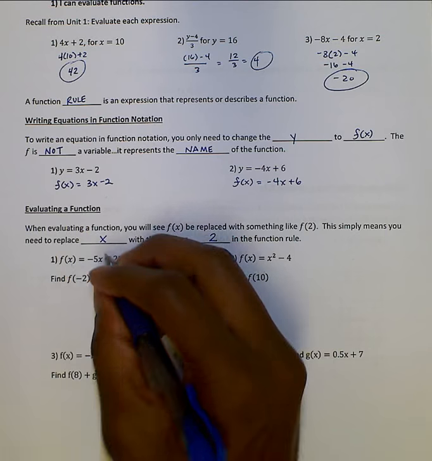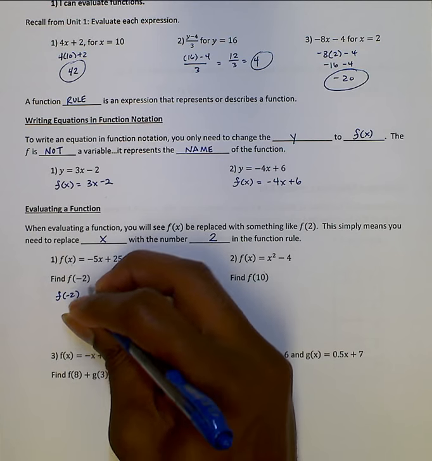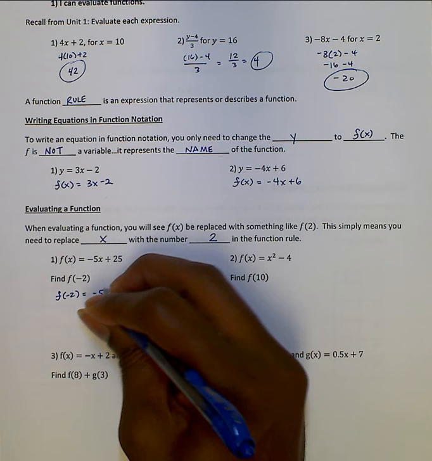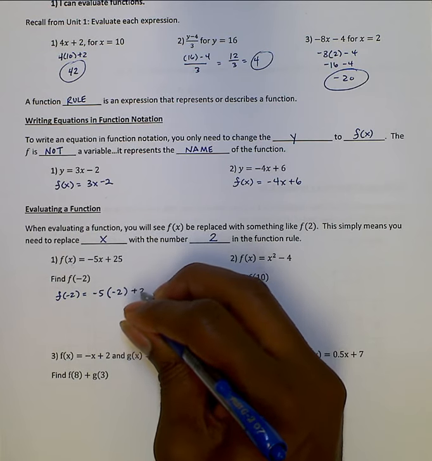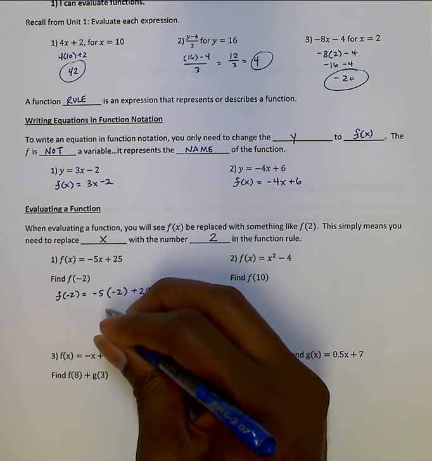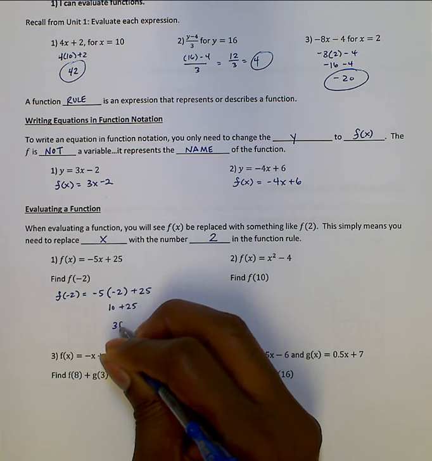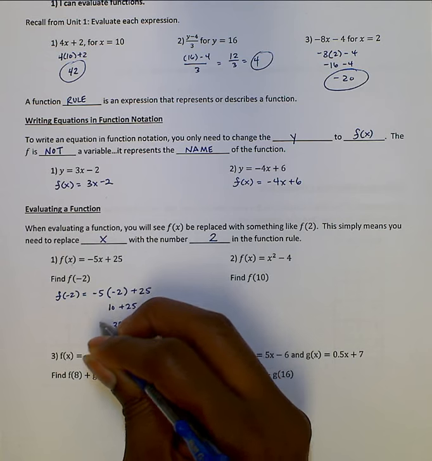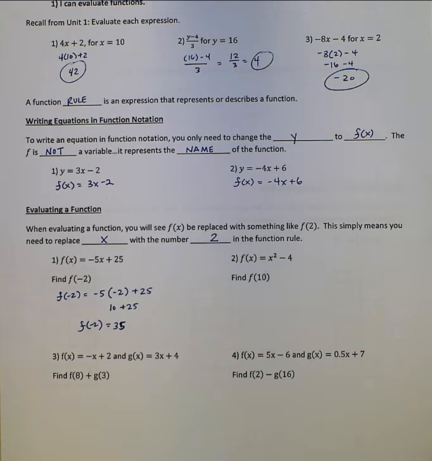And so what we do then is we say, okay, f of negative 2, just naming it again, equals negative 5 times, and then I'm going to plug in negative 2 for x. Negative 5 times negative 2 is 10. 10 plus 25 is 35. And so I have f of negative 2 equals 35.